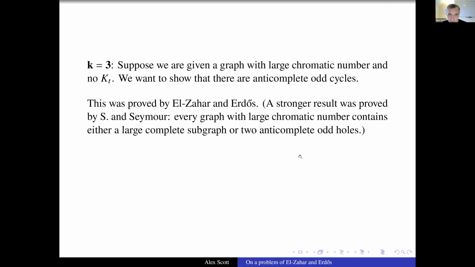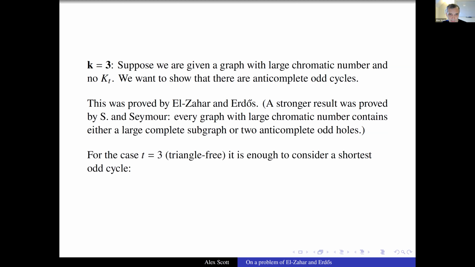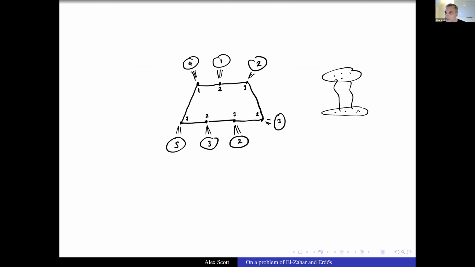Okay, let me talk a little bit about the El-Zahar and Erdős proof. It's a nice argument. So first of all, for the case T equals 3, so the triangle-free case, it's enough to consider a shortest odd cycle. I'll just draw a picture to claim that. So take a shortest odd cycle.